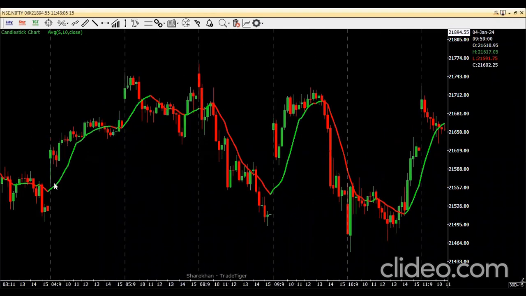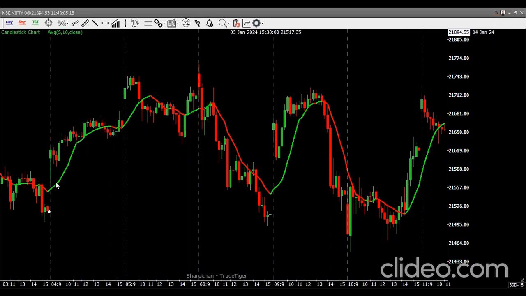Okay, the moving average is following the price. When the price is going upside, you can see here, price is going up, so the moving average is following that price. The moving average is going upside. If price is coming downside, the moving average is following the price. Always remember, the moving average's work is that it will follow the price.